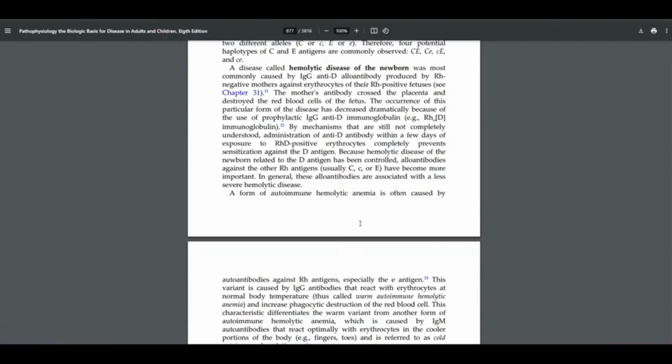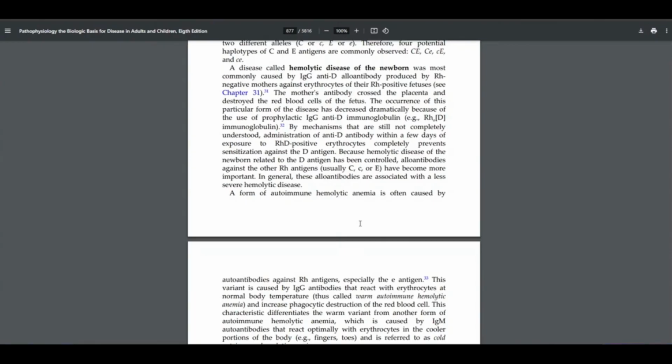By mechanisms that are still not completely understood, administration of anti-D antibody within a few days of exposure to RHD positive erythrocytes completely prevents sensitization against the D antigen. Because hemolytic disease of the newborn related to the D antigen has been controlled, alloantibodies against the other Rh antigens, usually c, C, or E, have become more important.